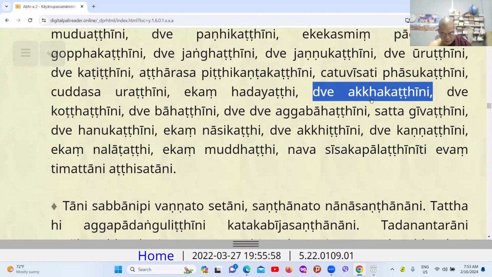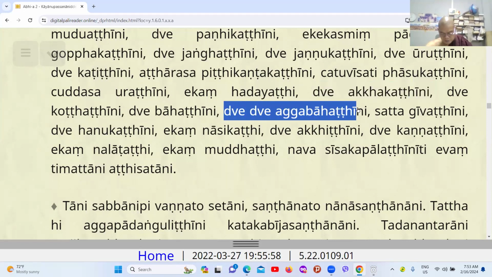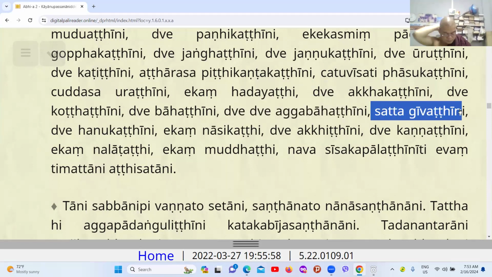Dwe kotatini, kotat means shoulder bone, 2 shoulder bones. Dwe bahutini, 2 arm bones. Bahu, you see, arm bone. Dwe akabahutini, the end of the arm bones, I don't know, 2. Satakiwatini, 7 neck bones. I don't know how many neck bones there are, so we have to make research regarding the anatomy. Then we will know clearly. So 7 neck bones here.